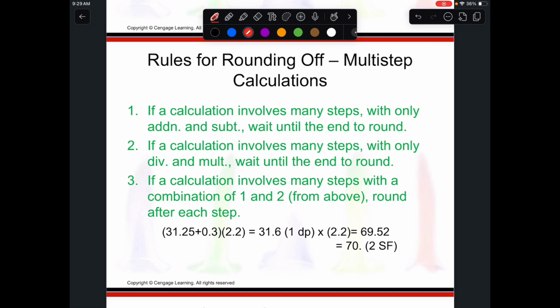So if we have 31.25 plus this 0.3, right here is an addition. So we would do that math first, and we would use the addition and subtraction rule, which is the one that has the least number of decimals. So we'd round this answer to just 1 decimal place. And then we would take the answer to this, which is 31.6, and multiply it by this value. So that is then a multiplication rule.